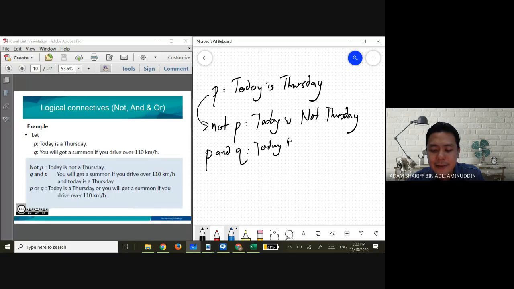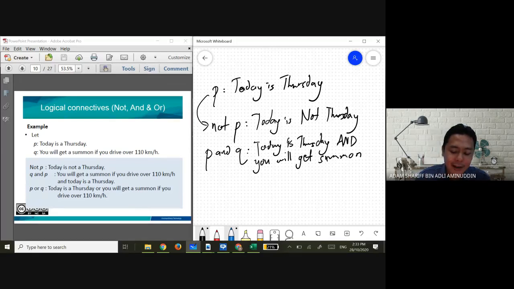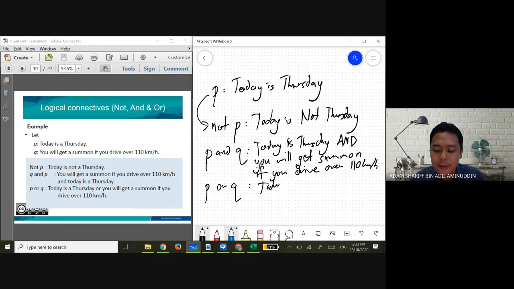Today is Thursday and you will get summon. Summon. Tiba-tiba. Hari ni Khamis dapat saman. Saya tak tahulah, mungkin ada lah. If you drive, nampak dia ada if you drive. Maksudnya kita kena saman hari Khamis je. Over 110 km per hour. Okay, you can also have P or Q, which is, okay, you already got it. Today is Thursday, or you will get summon and blah blah blah.